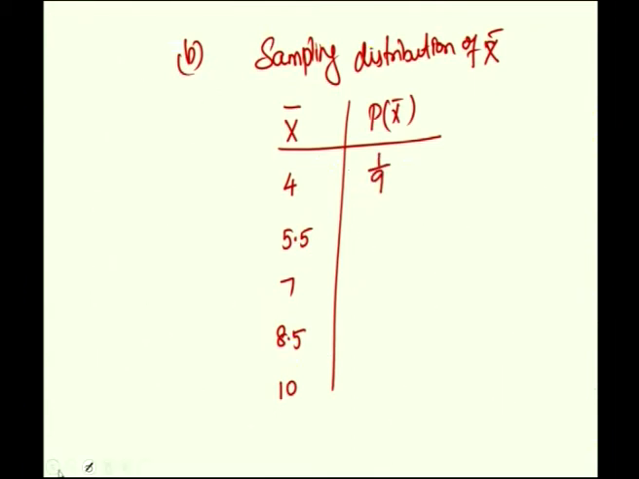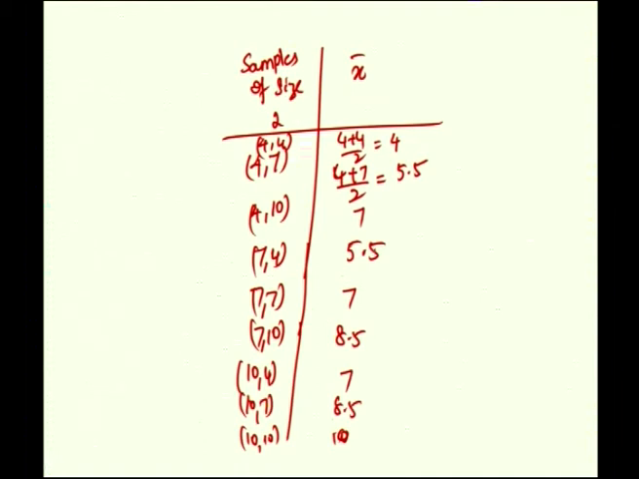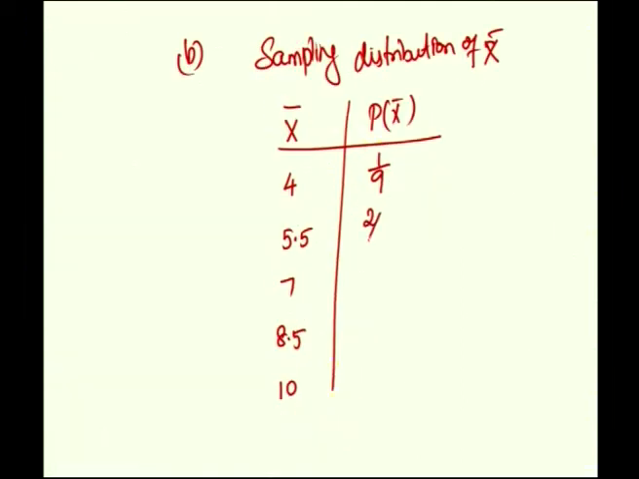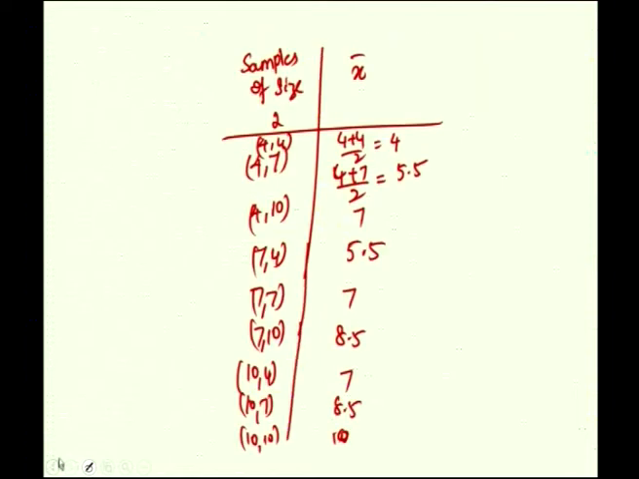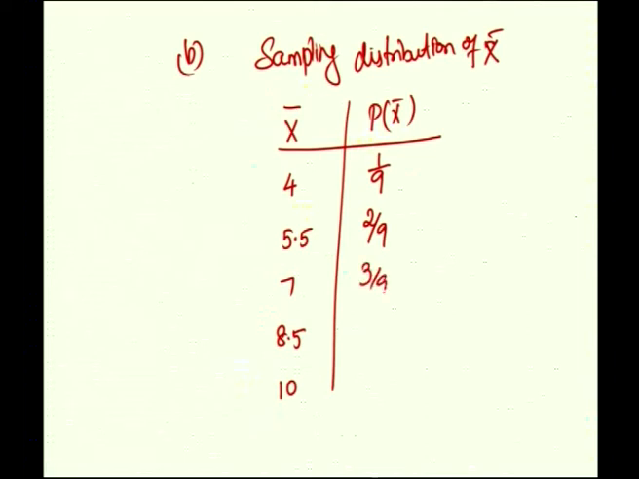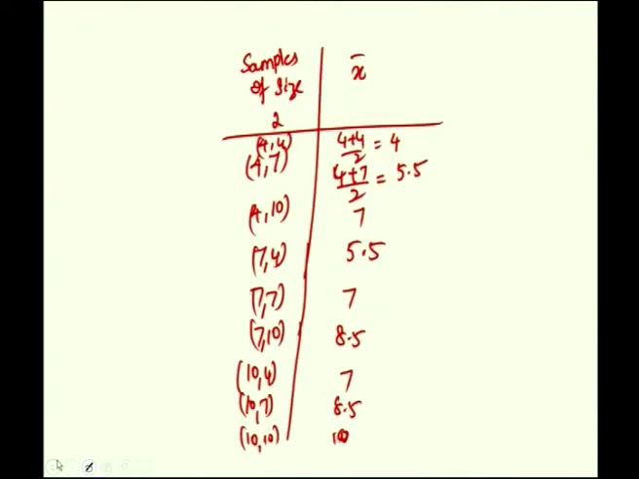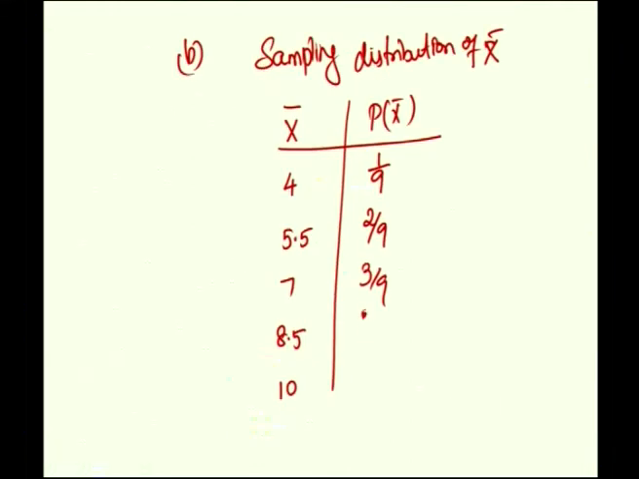Now, next see how many times 5.5 has appeared. 5.5 has appeared 2 times in 9 possibilities. Therefore, 5.5 will have 2 by 9. And similarly, see 7 has appeared 3 times, right? 1, 2, 3. 3 times 7 has appeared. Therefore, it is 3 by 9. How many times has 8.5 appeared? 8.5 has appeared 2 times. Next, 10 has appeared 1 time. So, this is 2 by 9 and this is 1 by 9.